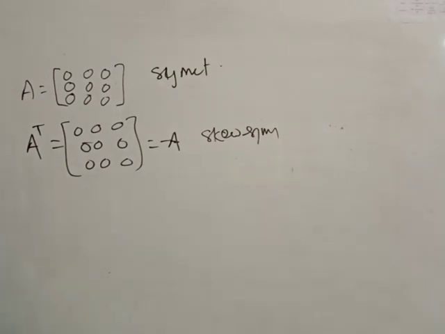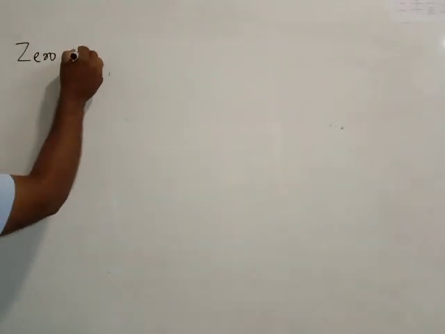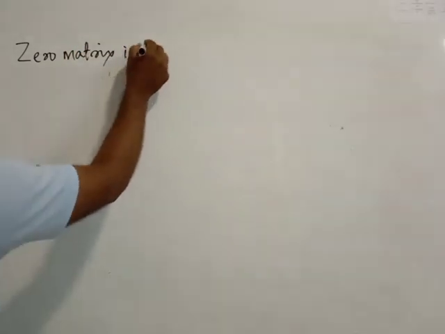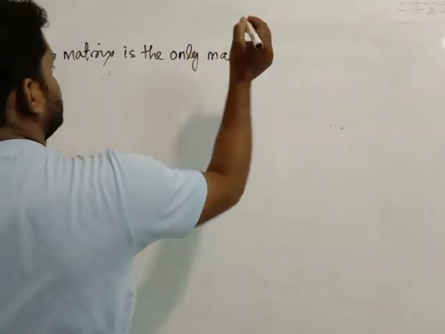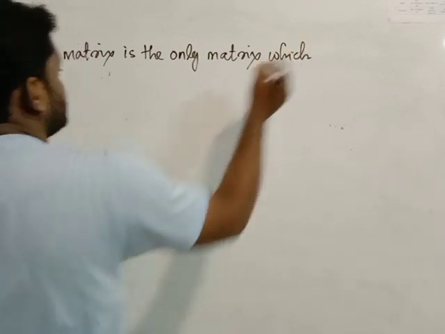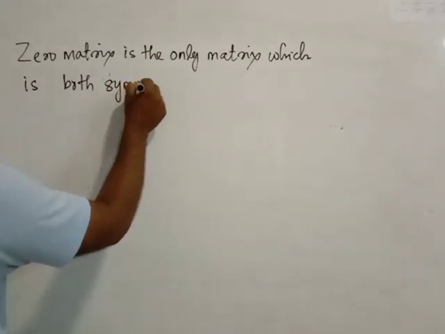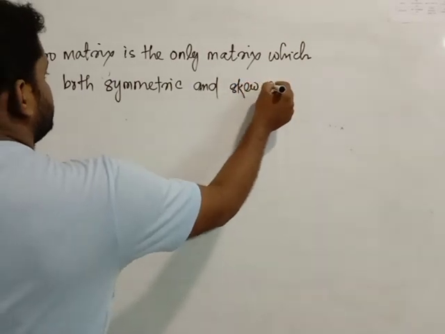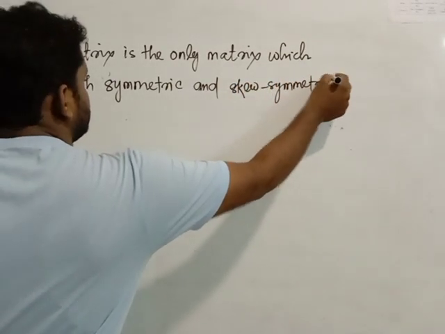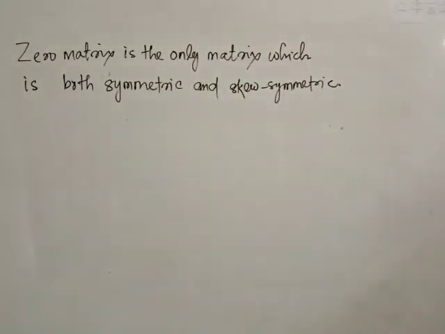Yes or not? So the next important point is: the zero matrix is the only matrix which is both symmetric and skew symmetric. Zero matrix is the only matrix which is symmetric and skew symmetric.